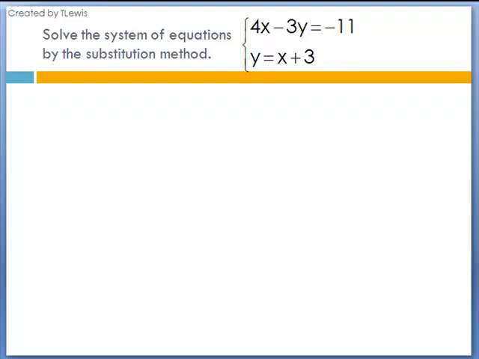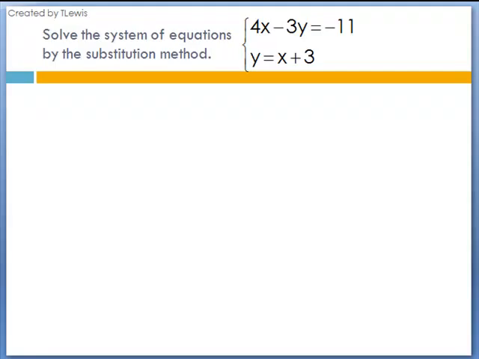Solve the system of equations by the substitution method. So as we remember, the substitution method is where we're going to take one equation, solve for one of the variables, and we're going to take that expression and substitute it into another equation. So just to go back over the steps, it says solve one of the equations for one of its variables.